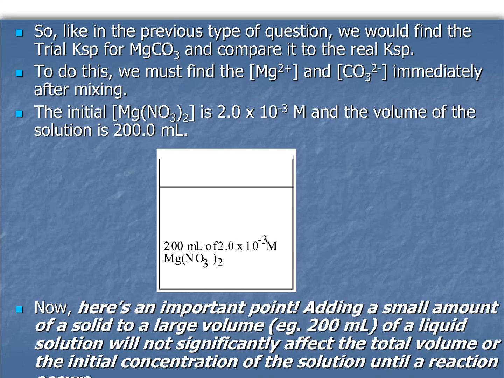So just like we did before, we need to compare our trial Ksp to the real Ksp to figure out if a precipitate will form. To do this, we need to find the concentration of magnesium and carbonate immediately upon mixing. Well, the initial concentration of magnesium nitrate was 2.0 times 10 to the negative third in 200 milliliters. So that already is our concentration of magnesium nitrate.